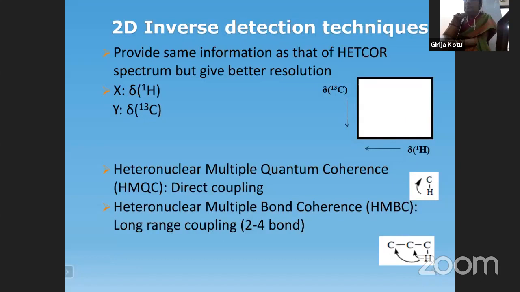And next we'll come to inverse techniques, inverse detection techniques. What are these inverse detection techniques? As the name itself indicates, it is inverse, the opposite of the normal detection techniques. And this is with reference to the heteroCOSY. This term is applicable only to the heteroCOSY, because in homoCOSY both the axes, x and y, are the same, delta only. So the question of interchange of axis comes only with reference to heteroCOSY. So 2D inverse detection techniques are especially with reference to heteroCOSY or HETCOR spectrum.